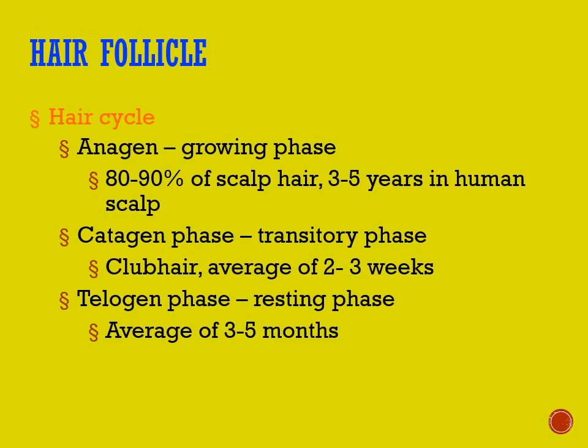80 to 90% of scalp hair is usually in the anagen stage, and it stays in the human scalp for 3 to 5 years. The transitory phase is known as the catagen phase, and the resting phase is the telogen phase, which averages 3 to 5 months.